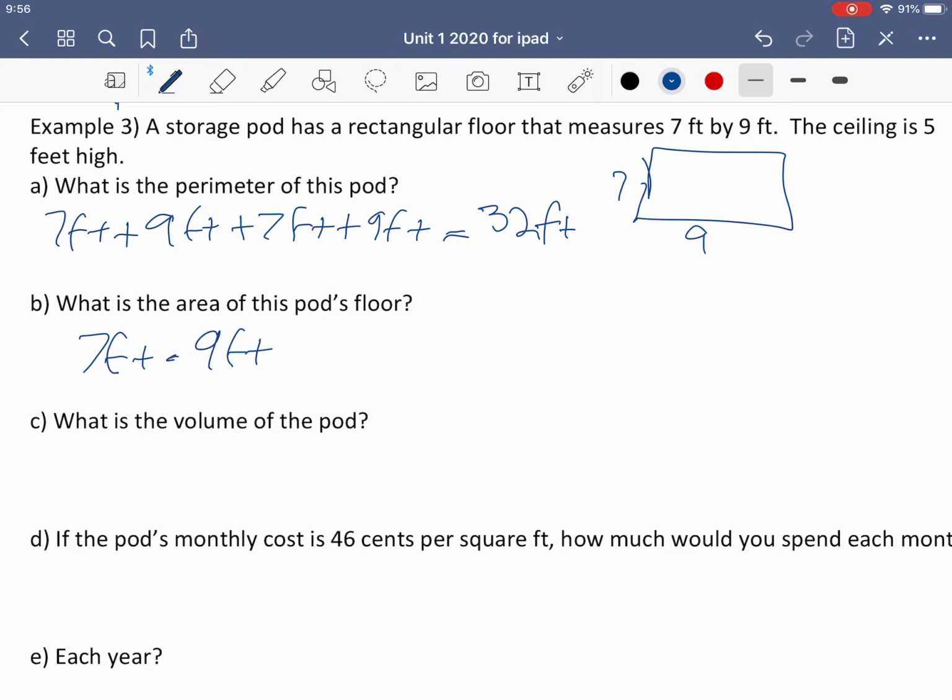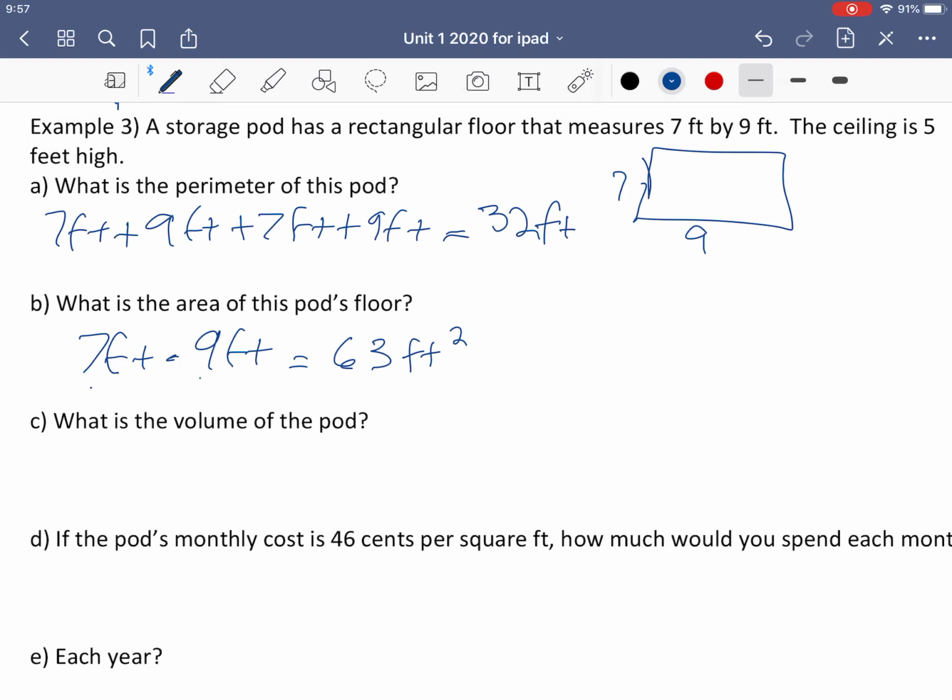times 9 feet. Now, if you've got some type of weird non-rectangular shape, you may need a fancier area formula, but rectangles are our friend. And so that's 63 from 7 times 9, and feet times feet is feet squared, as we saw in the last video.